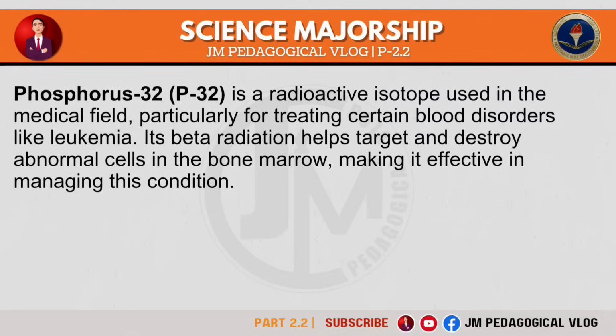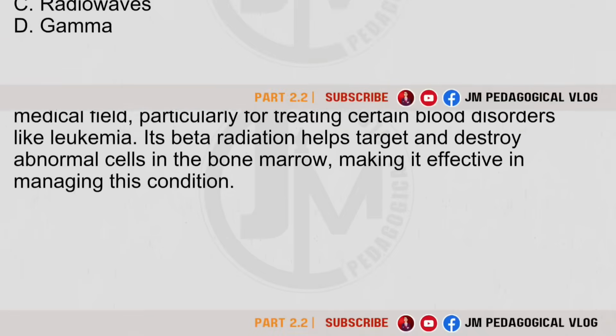Phosphorus-32 is a radioactive isotope used in the medical field, particularly for treating certain blood disorders like leukemia. Its beta radiation helps target and destroy abnormal cells in the bone marrow, making it effective in managing this condition.